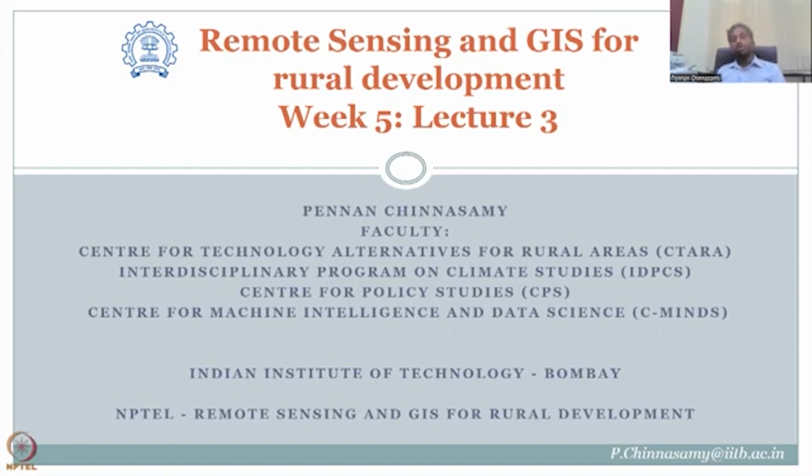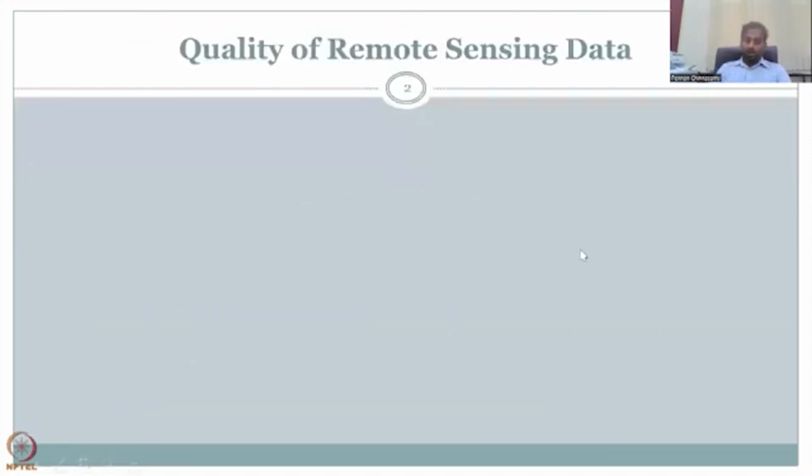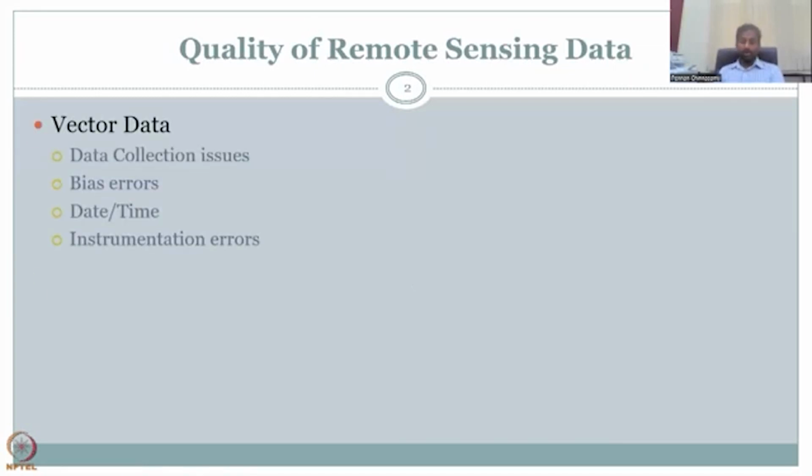One important thing in week 4 and week 5 is we need to understand the data before we use it. So on that note, while we discuss the raster data, let us discuss what issues can come up in remote sensing data plus vector data for GIS while using it for rural development. Okay. Initially, vector data we will discuss.